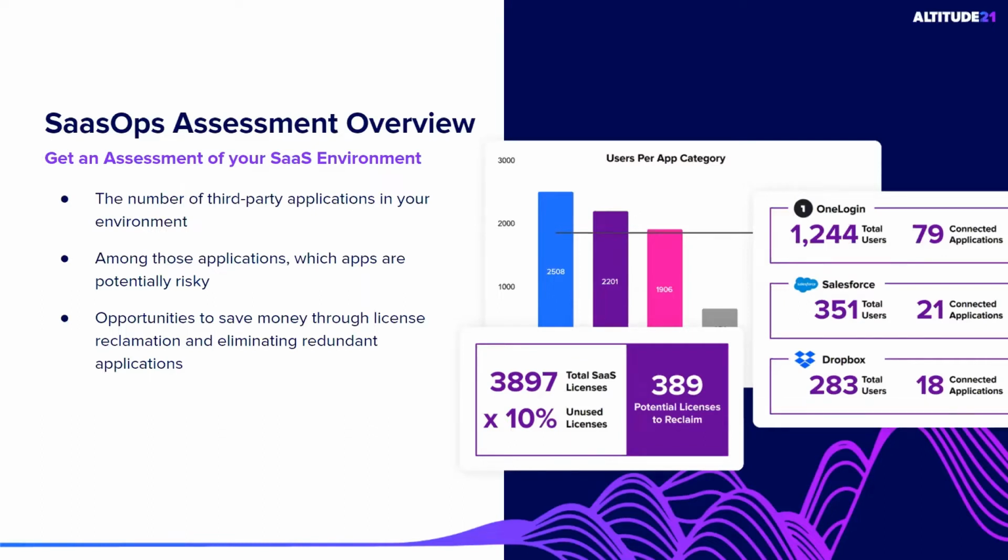Of those applications, which ones are the most risky? Where are the ones you need to start removing immediately? And then also opportunities to save on costs, whether that's through identifying unused licenses or redundant applications. These are all different insights that we provide through this assessment so that you can be better equipped to start to establish different types of policies around application usage.